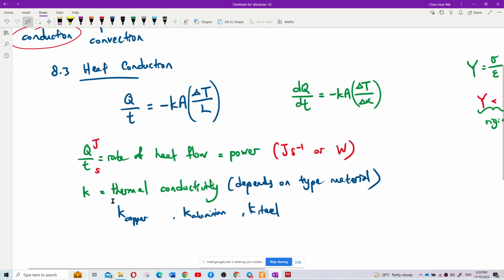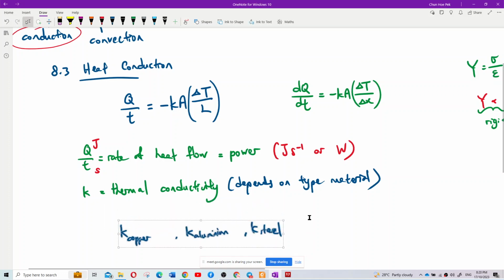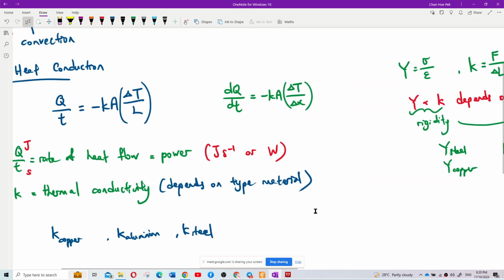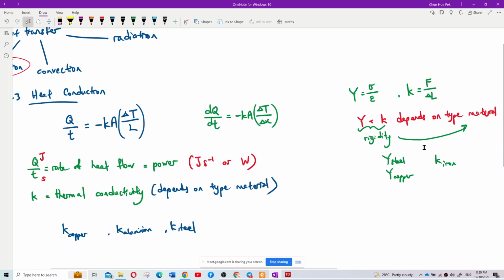So what is thermal conductivity, class? What is actually thermal conductivity? If before this we learned about Young modulus and force constant, they refer to the rigidity of the material, how tough the material is. If thermal conductivity, can you guess what is the function of thermal conductivity?